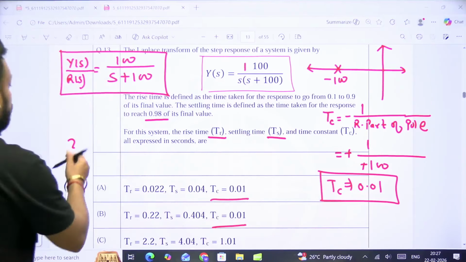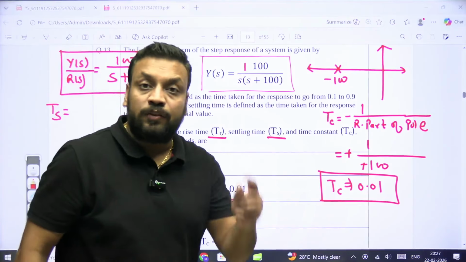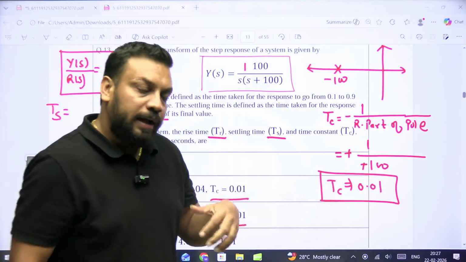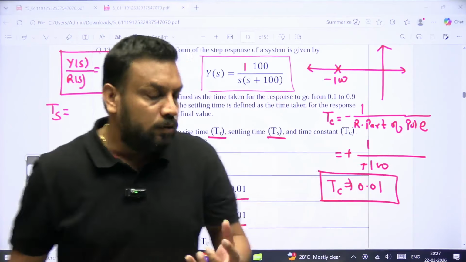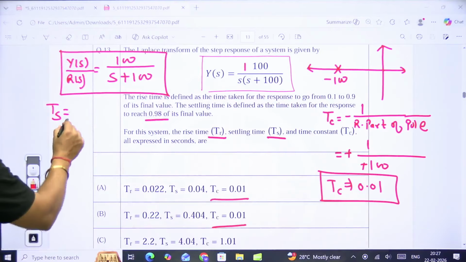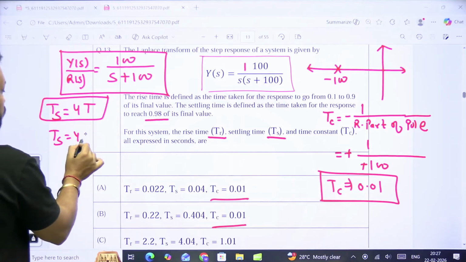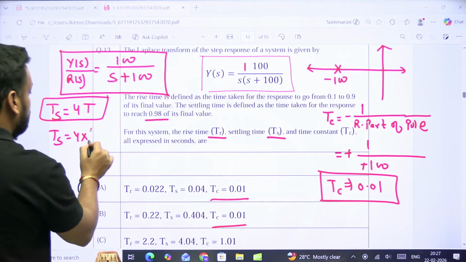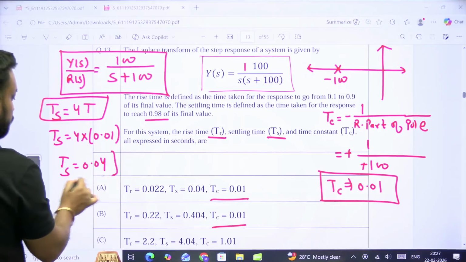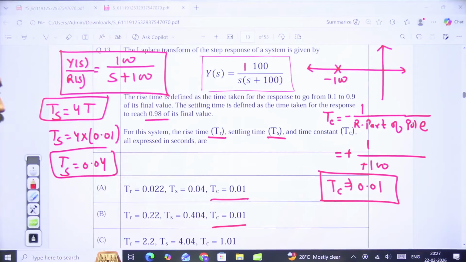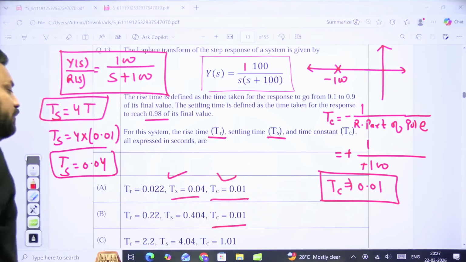First we should find settling time. We all know that the settling time for 98% of the final value is 4 times the time constant. If it were 95%, then it would be 3 times the time constant. Because it is asking for 98% of the final value, Ts will be 4 into time constant. The time constant is 0.01, hence the settling time is 0.04. Now tell me guys, which option is matching? 0.04 and 0.01 are matching in option number A. Option A can be correct.